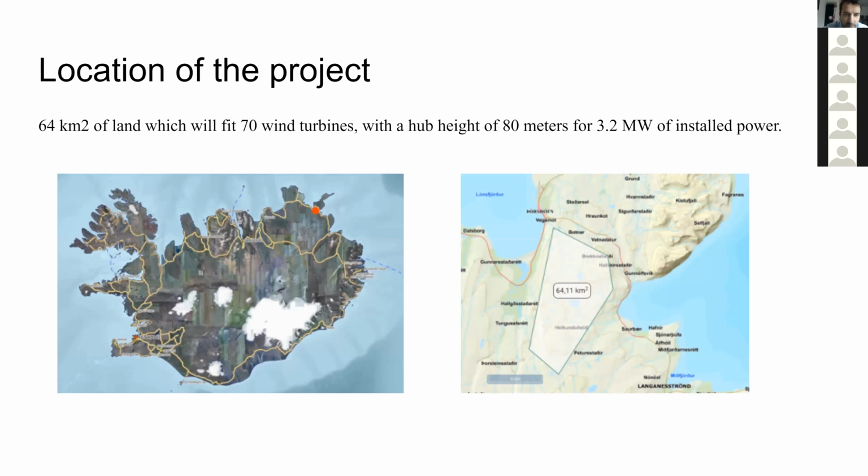So the location of the project is in northeast Iceland. It's a 64 square kilometer section of land that could fit 70 wind turbines with a hub height of 80 meters, and this would give the 3.2 megawatts of installed power.